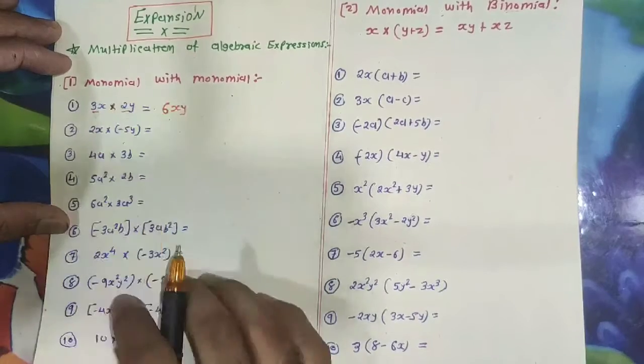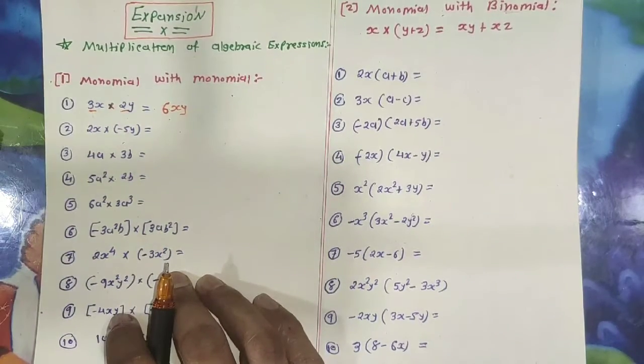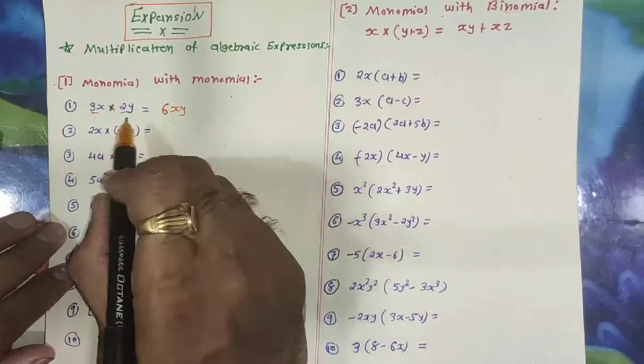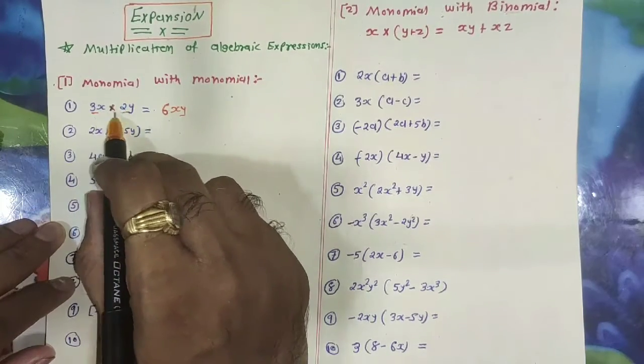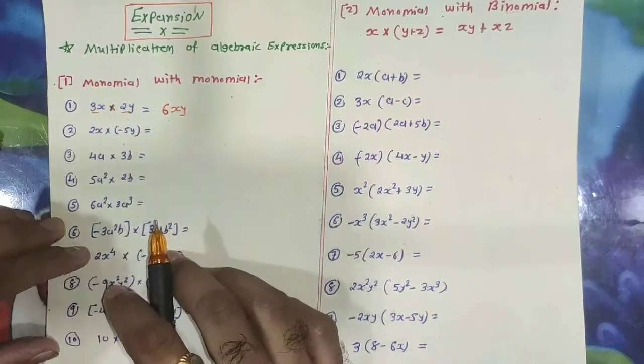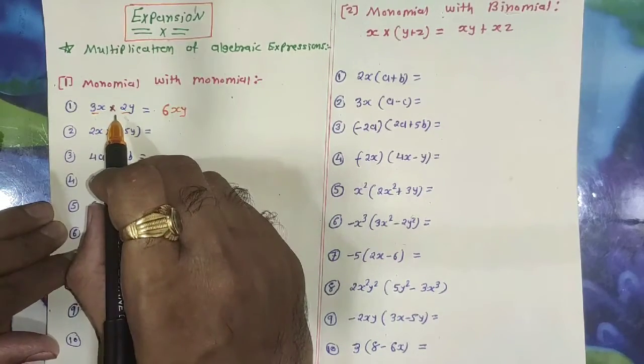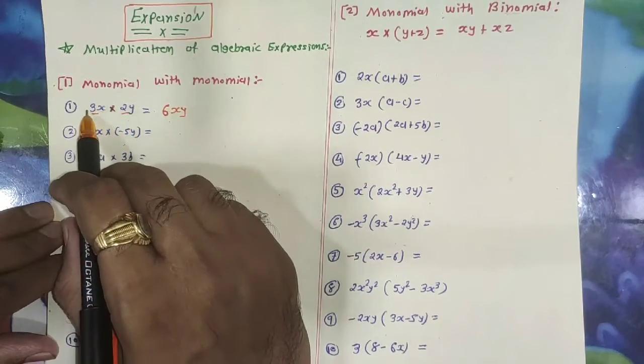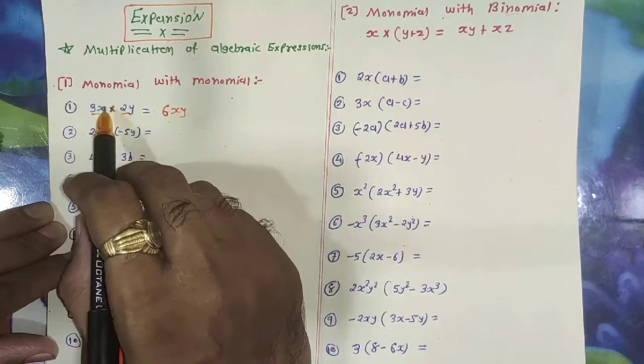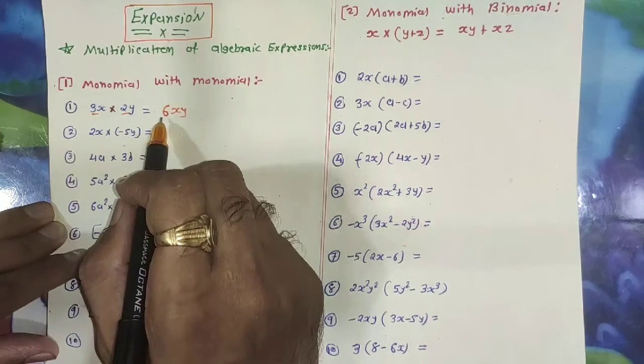For 3 and 2 you have to consider the multiplication of only the constant parts. So it's 3 into 2, which is 6, into the multiplication of variables x into y, so it's 6xy. Clear? Along with the multiplication you have to consider the sign also. Here both coefficients have a positive sign, so our answer is positive.